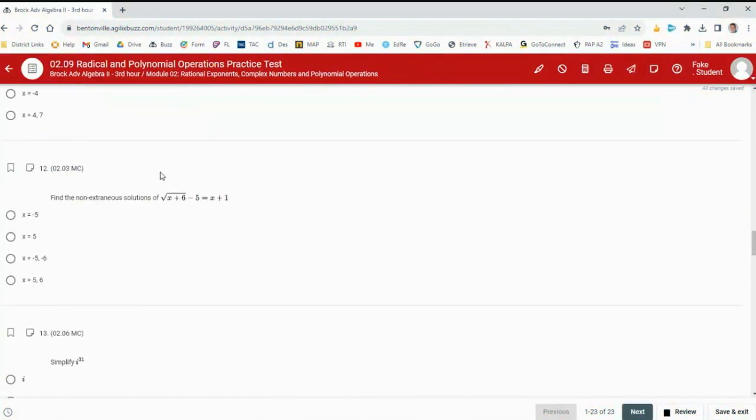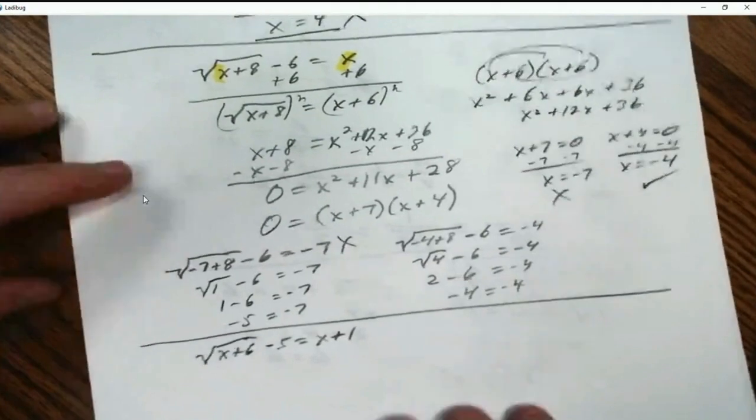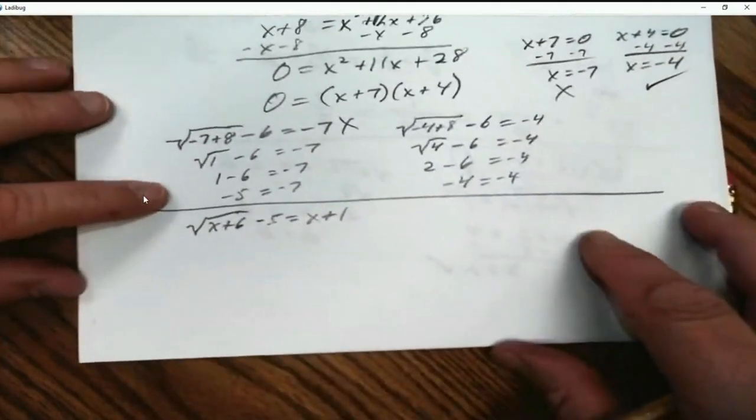Because the next one asks for the non-extraneous solutions, which means we may be throwing some out. Find the non-extraneous solutions. I'm sorry, this only wants the non-extraneous solutions. So we'll throw out the extraneous ones. All right, we'll see if we left ourselves enough room to work this.